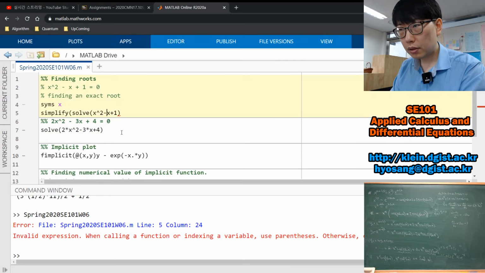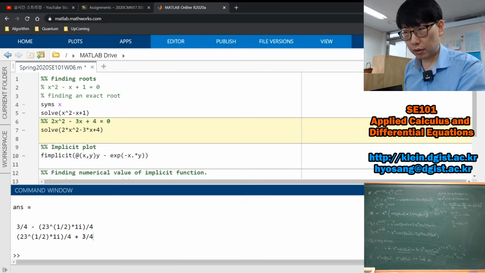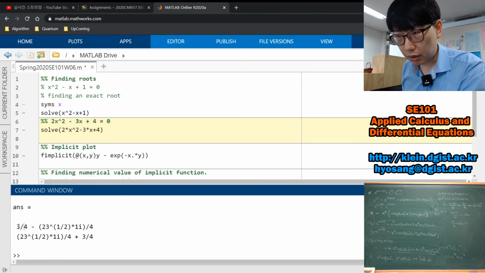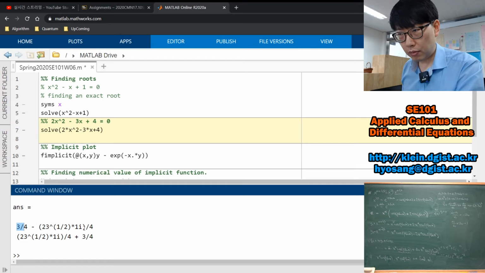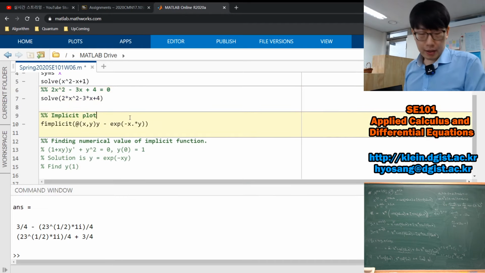Okay, there's an error in the command here, so let me fix that. Okay, so this is our result. Yes, my calculation is correct: 3/4 plus or minus the square root of 23/4 times the imaginary unit i. So you can use this solve method.